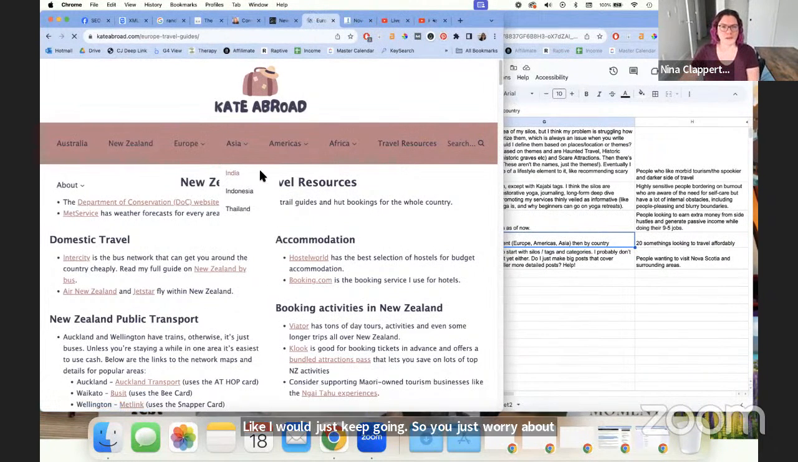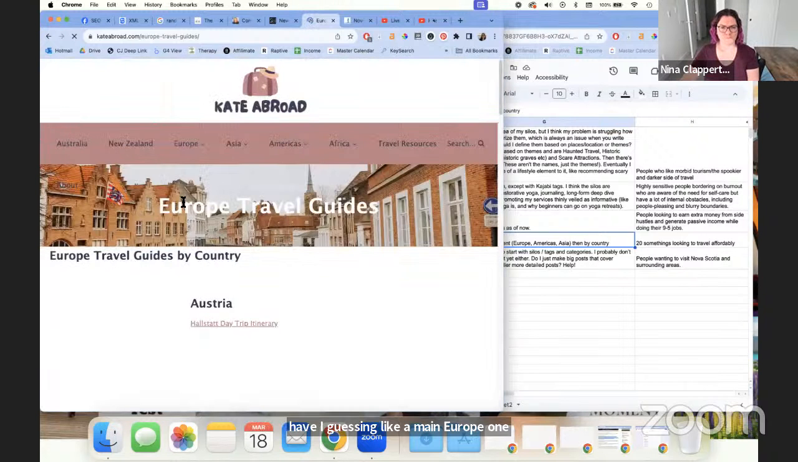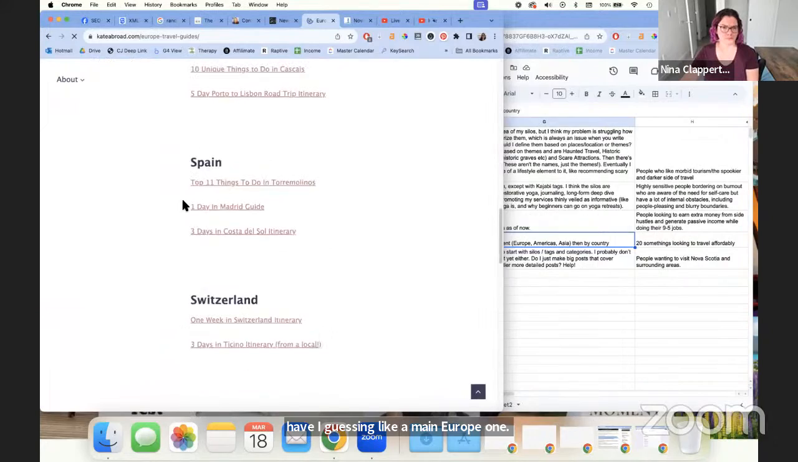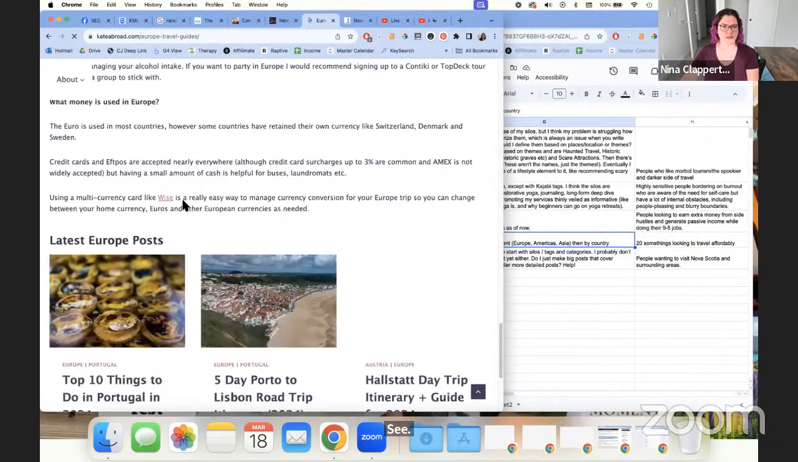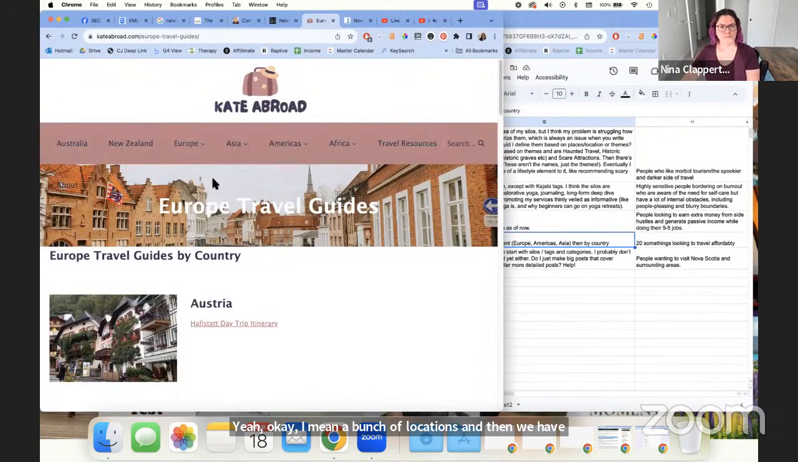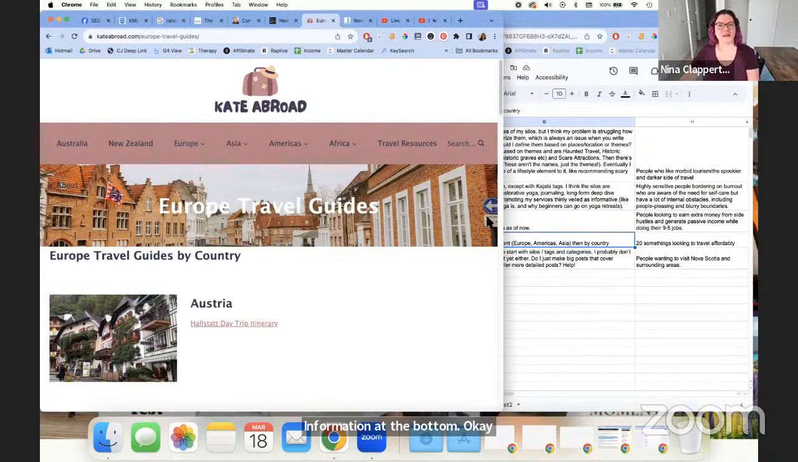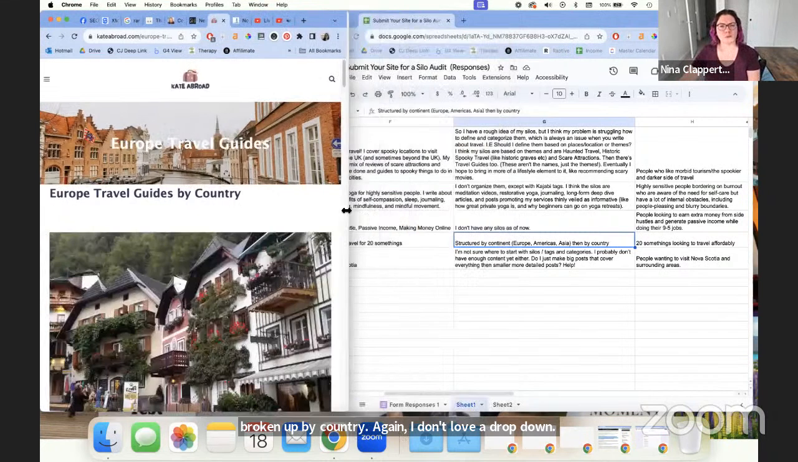Okay, now for Europe, we have, I'm guessing, a main Europe one. Let's see. Yeah, okay, then we have a bunch of locations and then we have information at the bottom. Okay. And then we have the broken out by country. Again, I don't love a drop down. Even if we look at this on mobile.